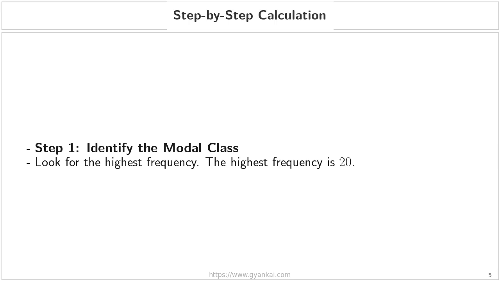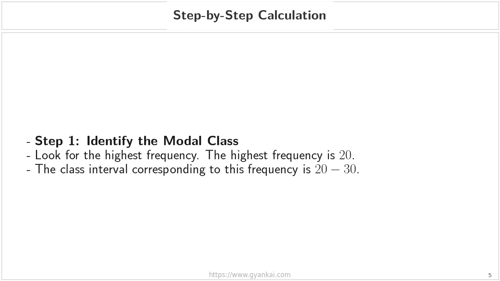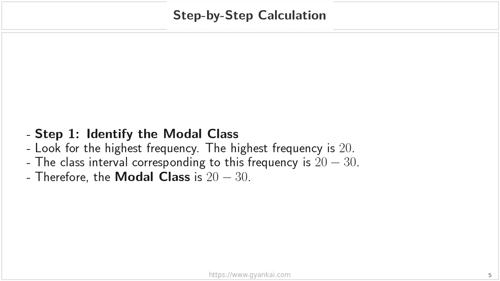As you can see in our table, the highest frequency is 20. Now, we look horizontally to see which weight range that 20 belongs to, which is the interval from 20 to 30. Therefore, we can conclude that our modal class is 20 to 30. Keep this class in mind, because we will need to extract specific values from it in the next step.